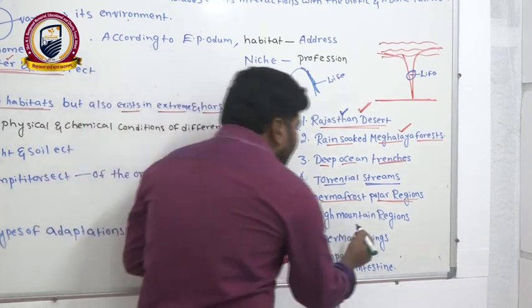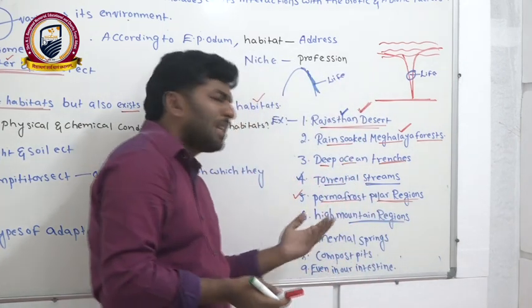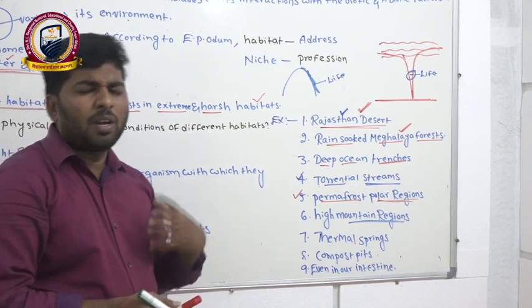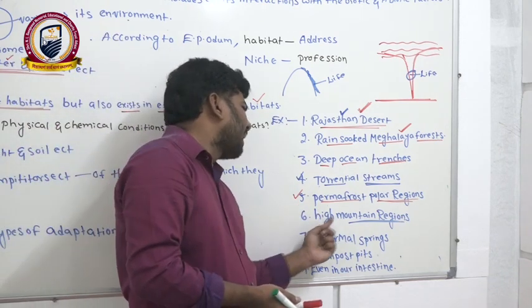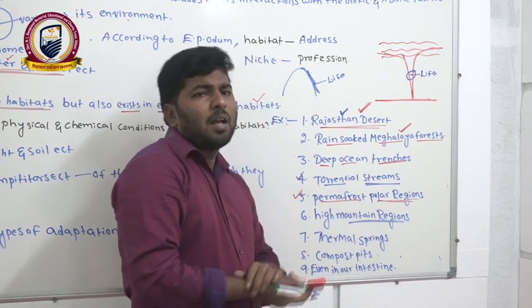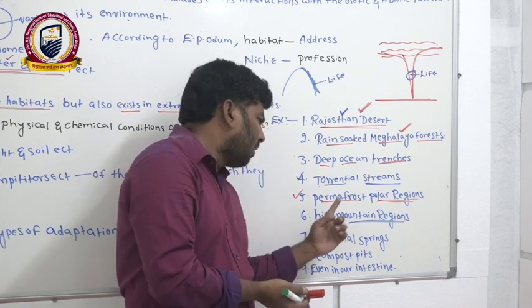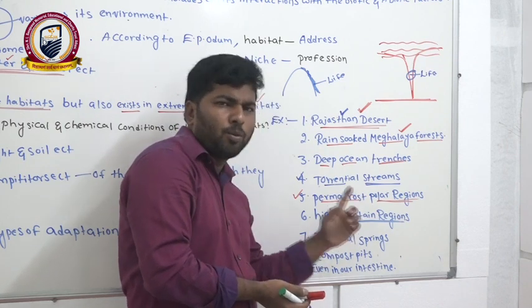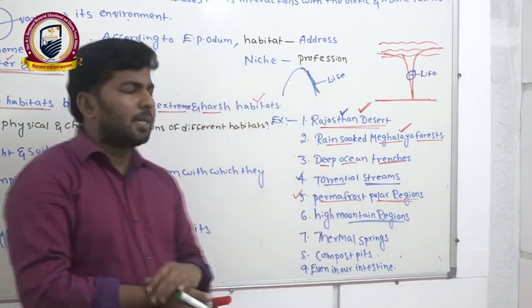Next one, high mountain regions. High mountain regions are also a harsh habitat for organisms. They will not get the proper amount of oxygen. Even then, many organisms are present in these high mountains also. Some of the organisms live in the high mountain region also. They will not get a proper amount of food and a proper amount of oxygen. Even then, some organisms may live in those places.